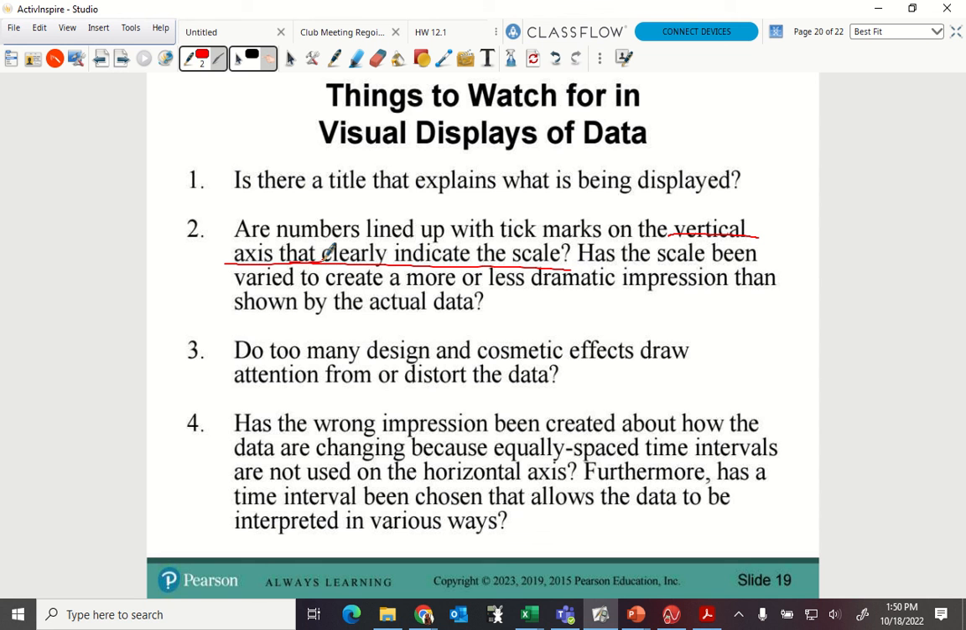Vertical axis to clearly mark the scale. Are they varied to create a more or less dramatic impression than shown by the actual data? Do too many designs and cosmetic effects draw attention from or distort the data? Has the wrong impression been created about how the data is being changed because equally spaced time intervals are not used on the horizontal axis? So that means you have to label the bottom, the horizontal axis.